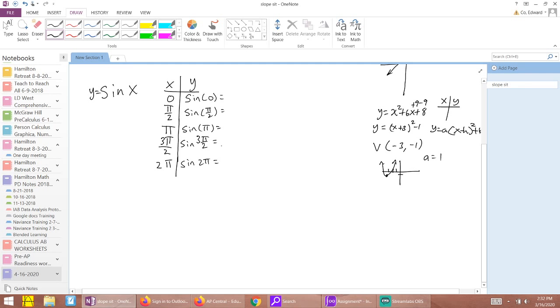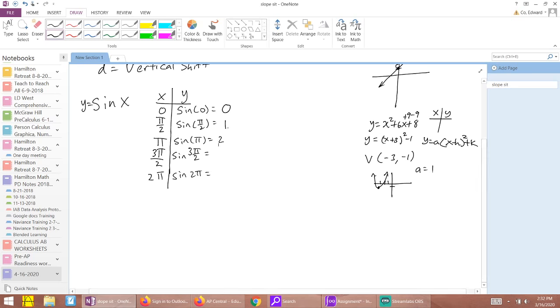We'll end up with the sine of 0, you should have got 0. The sine of pi over 2, you should have got 1. The sine of pi, you should have got back 0. The sine of 3 pi over 2, you should have got negative 1. The sine of 2 pi, you should have got 0.